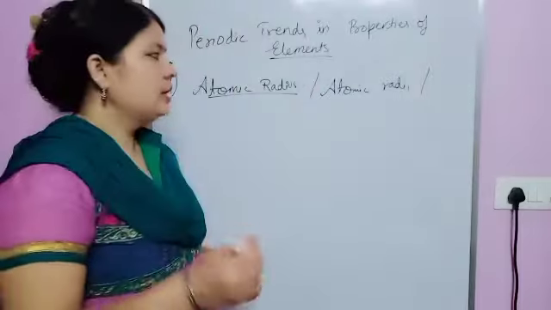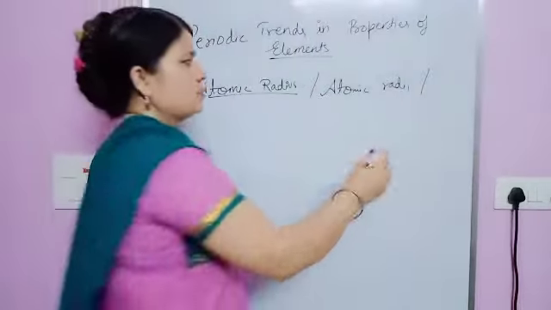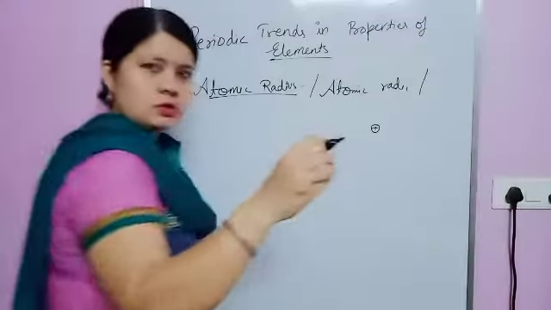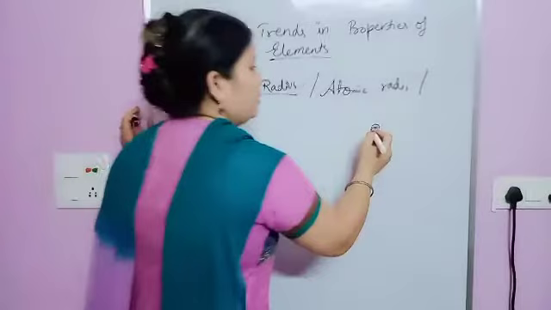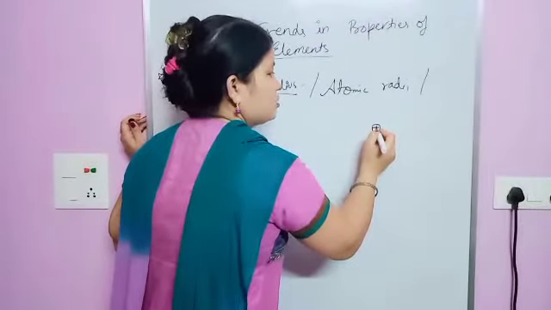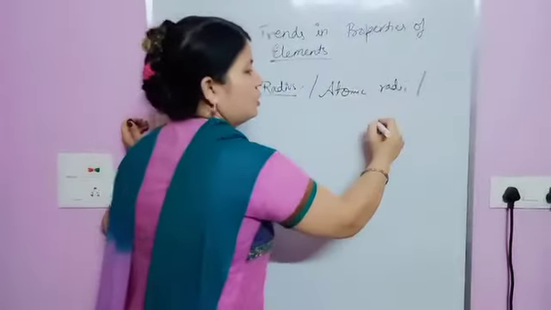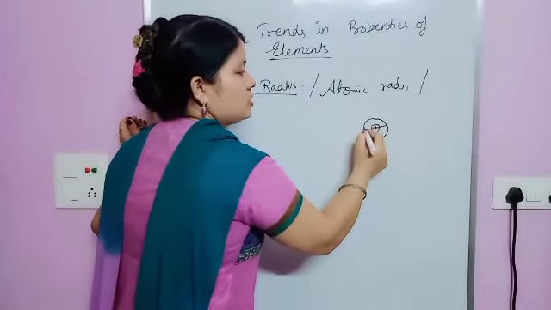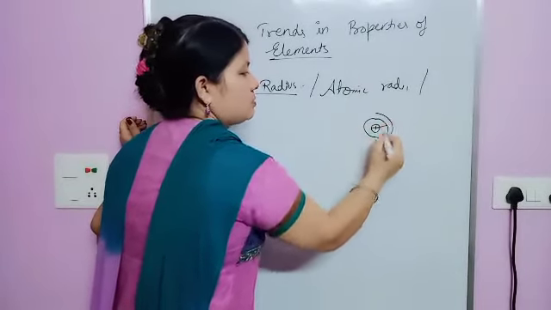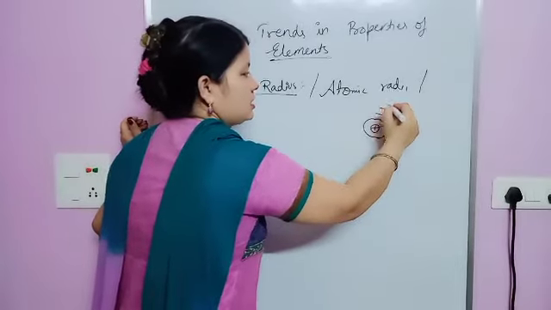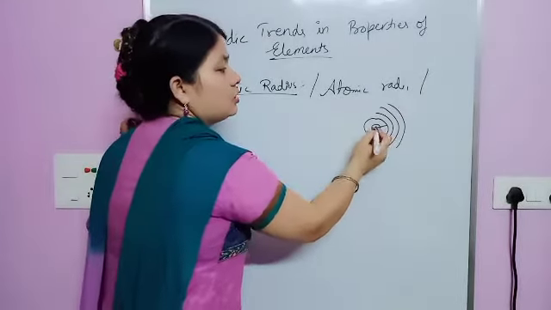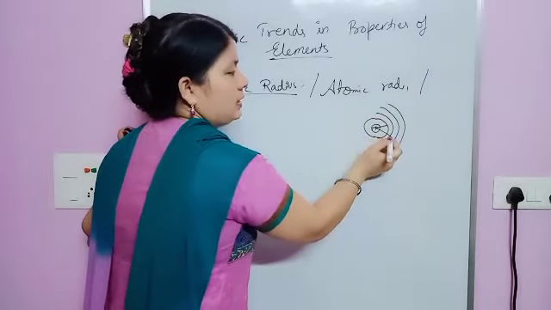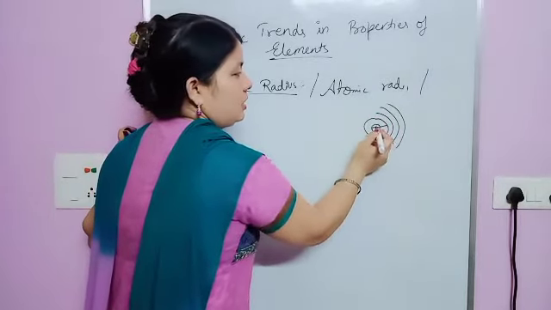It's simply a distance: the distance from the center of the nucleus to the outermost electron. Now just see, suppose we study accordingly: this one is the first shell, second, third. The distance from the center of the nucleus to the outermost electron, like this.